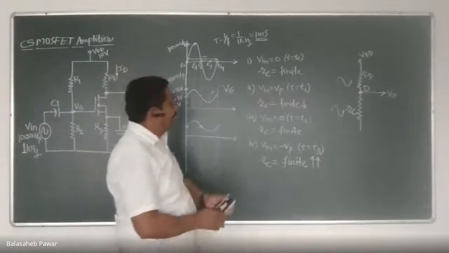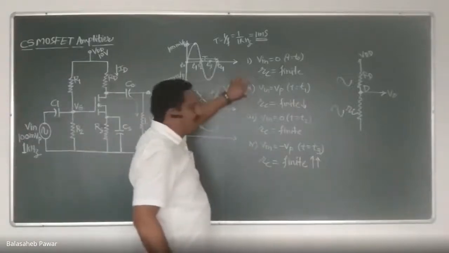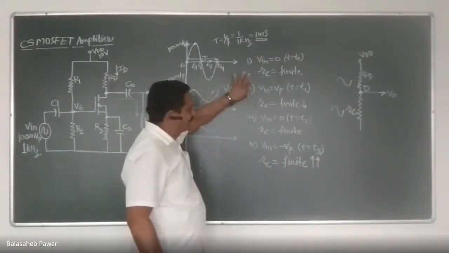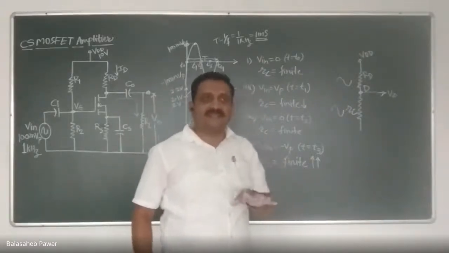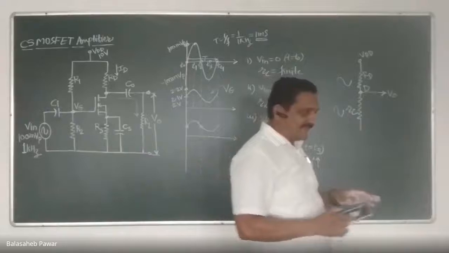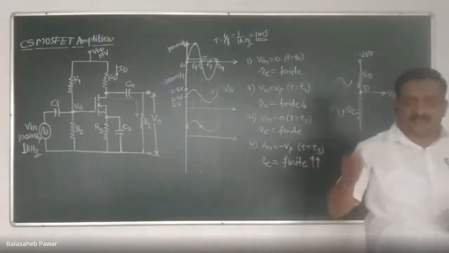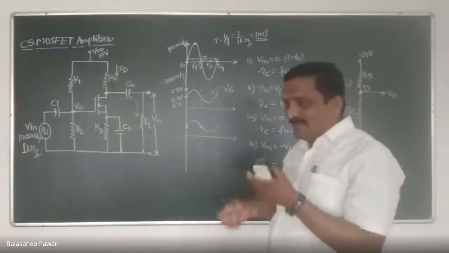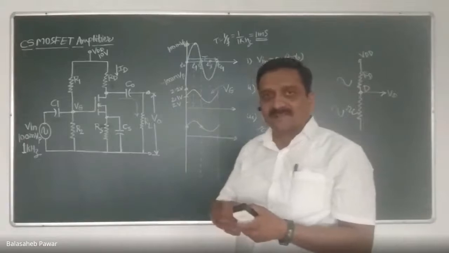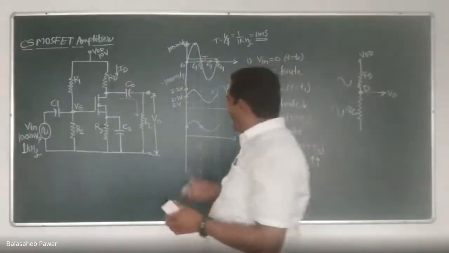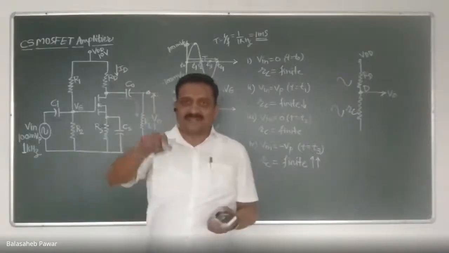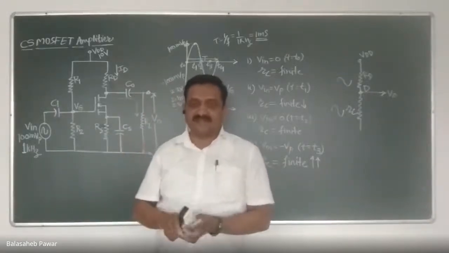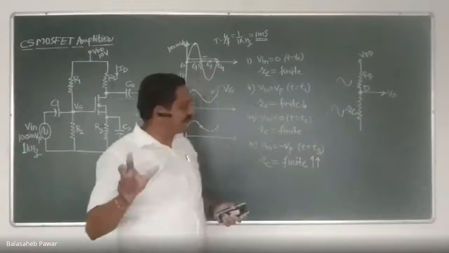Now, whenever the input signal reaches its positive peak, the channel resistance will be minimum, right? And the voltage drop across that minimum resistive channel will be minimum, because voltage drop is nothing but what? Current flowing into the resistance of that channel, right? Do you agree with this?